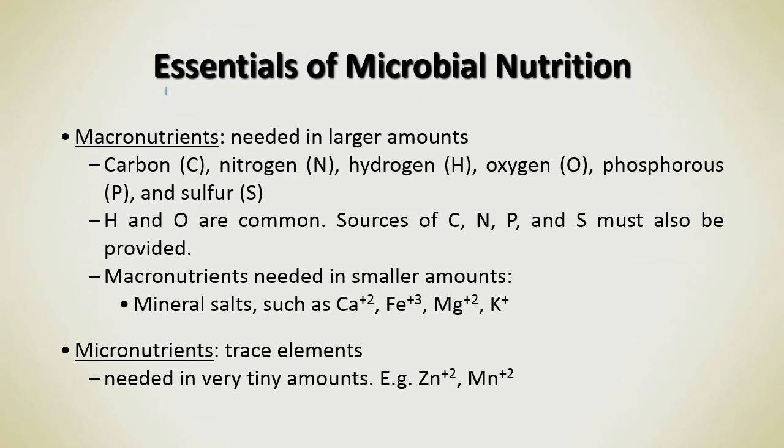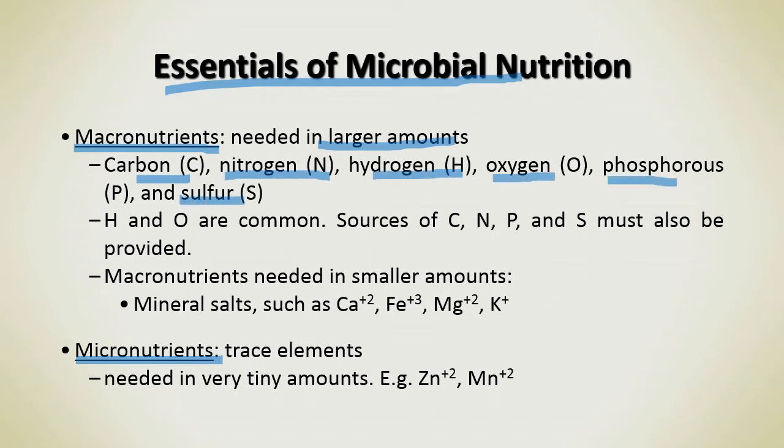Okay, let's look at the essential nutrients for microbial growth. The nutrients for microbial growth can be divided into macronutrients and micronutrients. Macronutrients are the nutrients needed in larger amounts, including carbon, nitrogen, hydrogen, oxygen, phosphorus and sulfur. Usually hydrogen and oxygen are common, obtained from gas, while carbon, nitrogen, phosphorus and sulfur we must provide in the medium.